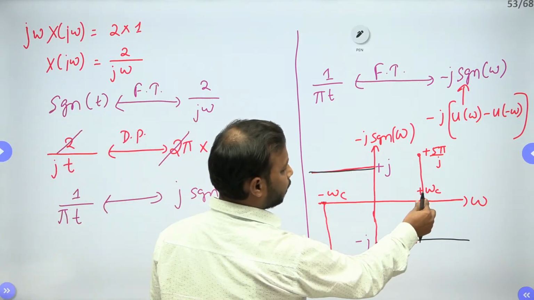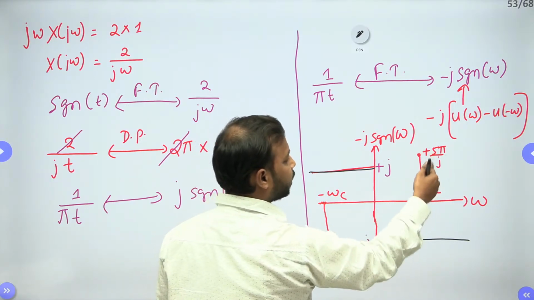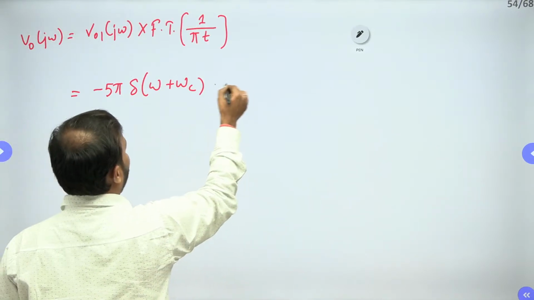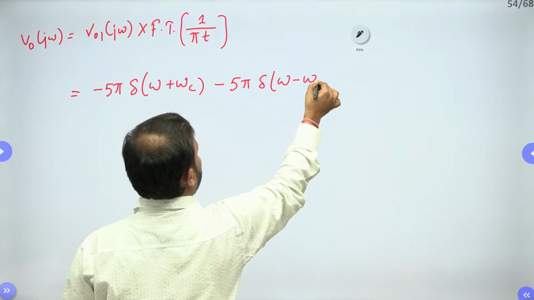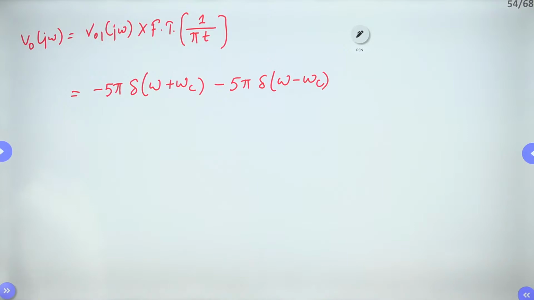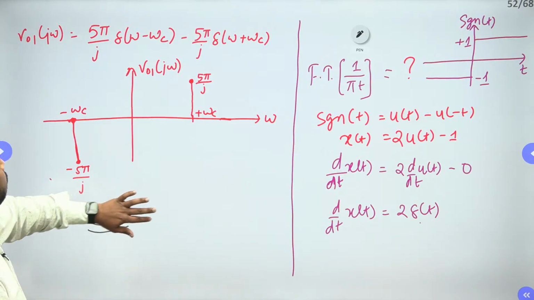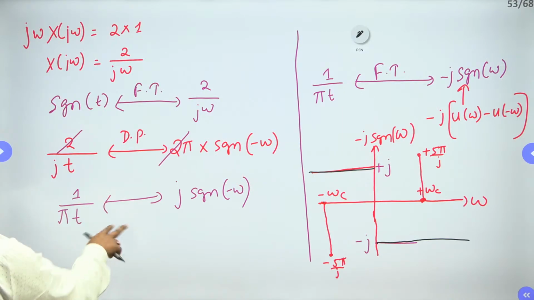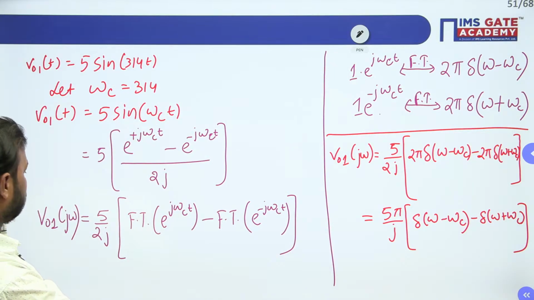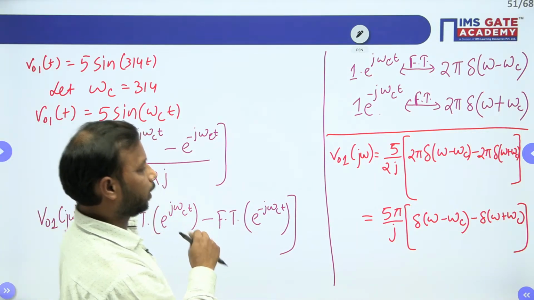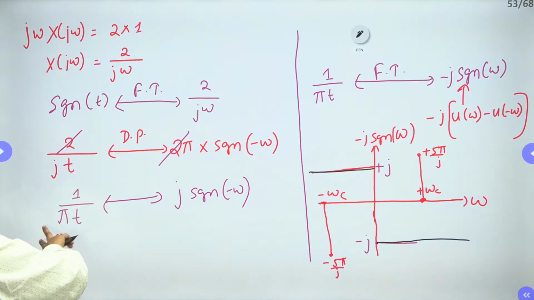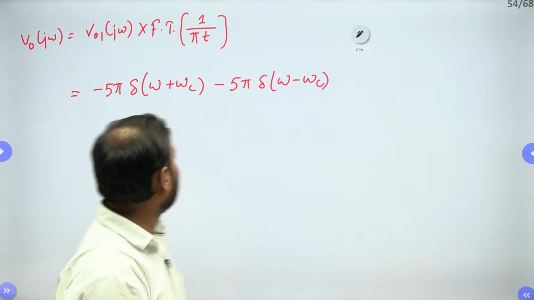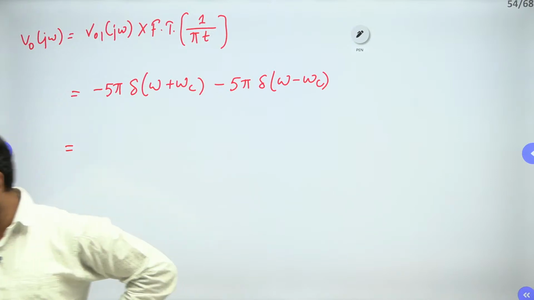In the same way, at plus omega c, what is the strength? Minus j, 5 pi by j. Again, it will become minus 5 pi, but this time at plus omega c. Done? Any doubt in this? All right. No doubt, sir. Great, excellent. So, from here, if you take the thing common, just a second.